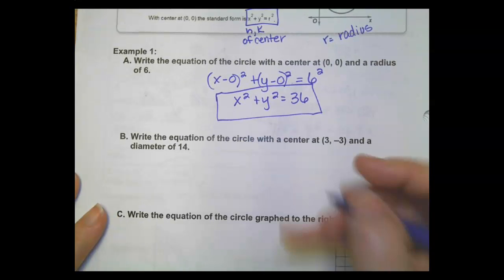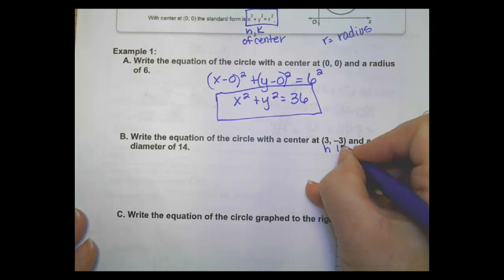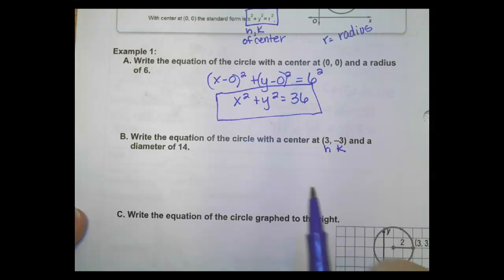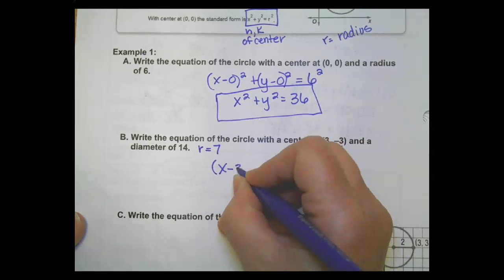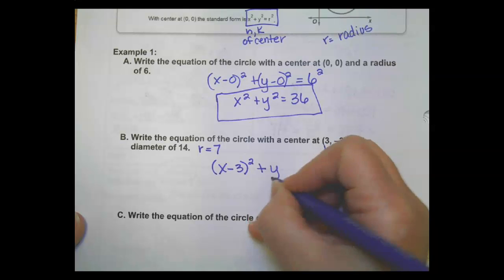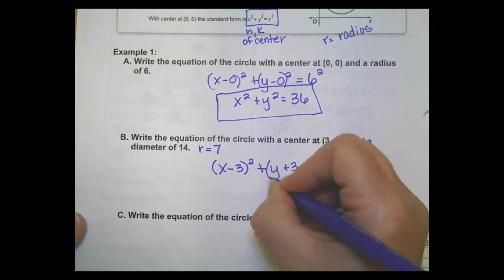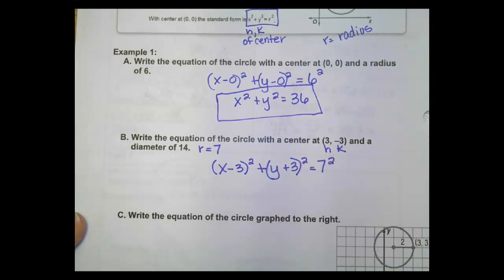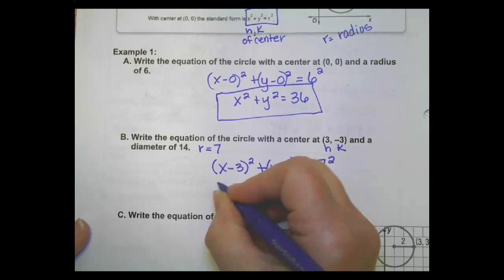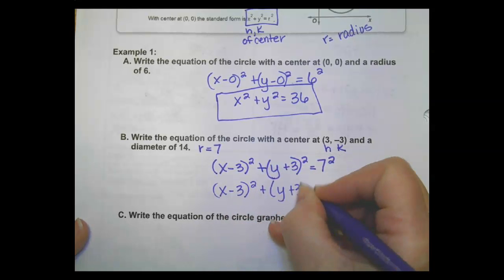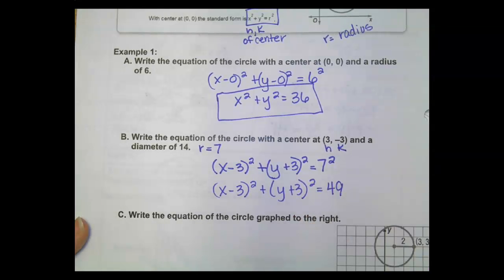Write the equation of the circle with a center. So this is going to be my h and my k. Remember, since they're minuses, it's going to be the opposite. Here's your diameter, so my radius is going to be 7. Let's plug it in. x minus 3 squared plus y minus minus 3, so that would make that a positive 3, squared, equals 7 squared. The only thing we can do at this point is solve the 7 squared, because it's the only thing we can solve right now. So this is going to be my final answer. And again, it's more of a format than anything.